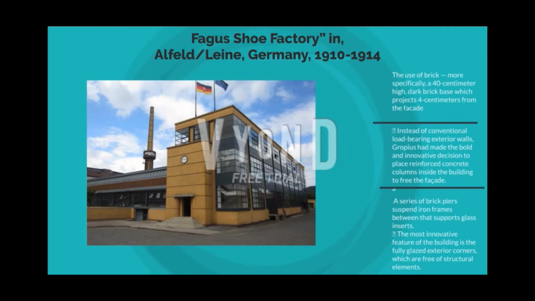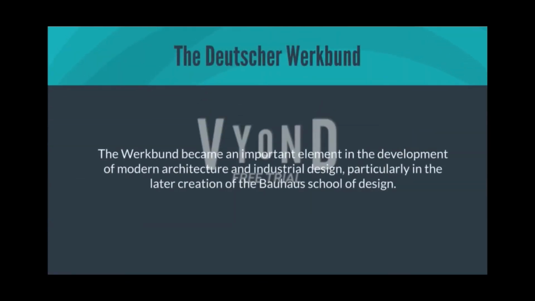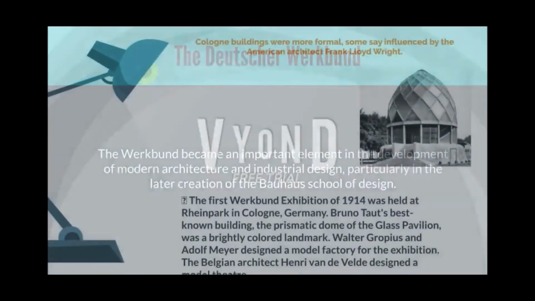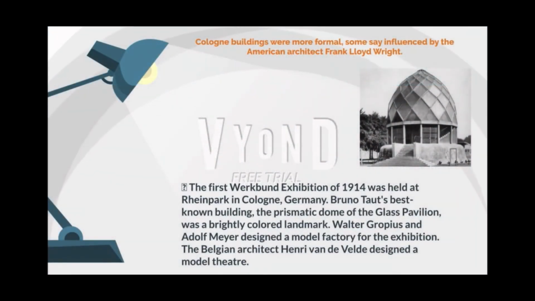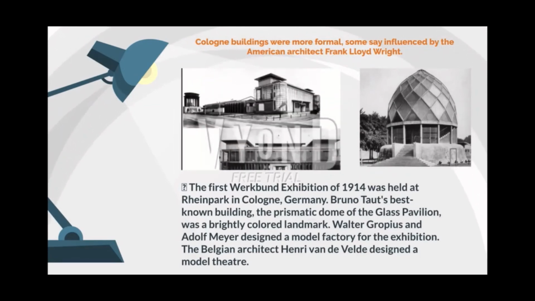A series of brick piers suspend iron frames between them that support glass inserts. The most innovative feature of the building is the fully glazed exterior corners, which are free of structural elements. The first Werkbund exhibition of 1914 was held at Rheinpark in Cologne, Germany. Bruno Taut's best-known building, the prismatic dome of the glass pavilion, was a brightly colored landmark. Walter Gropius and Adolf Meyer designed a model factory.